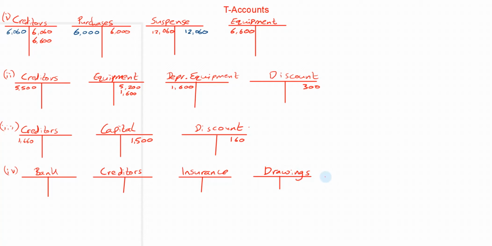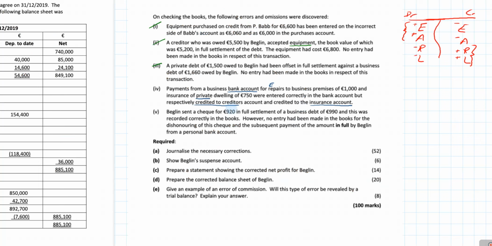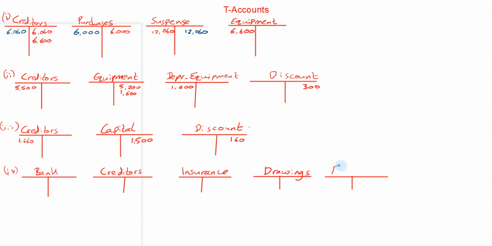We essentially incorrectly put, it's probably, if we look at the question, because of this, respectively, it means that the 1,000 has gone into the creditor's account and the 750 has gone into insurance. So what we had for repairs should be 1,000, but we don't have a repairs account. So this here should be repairs.